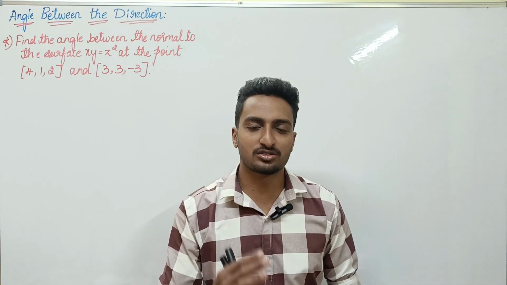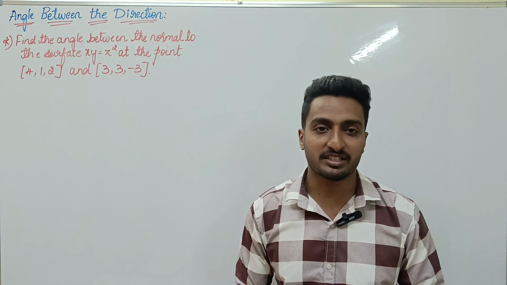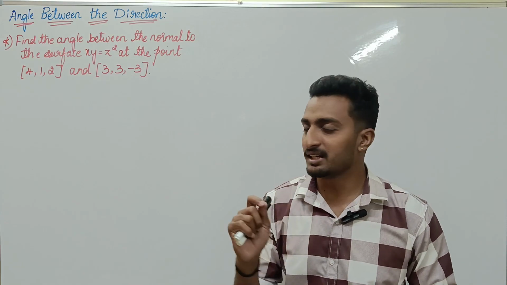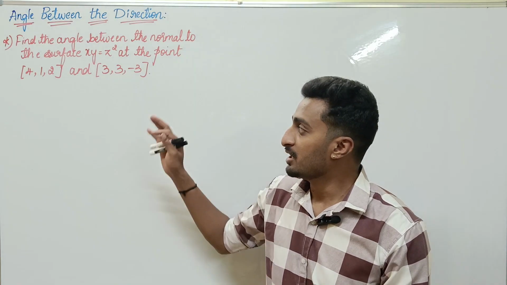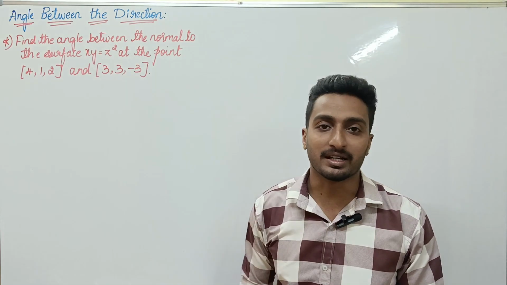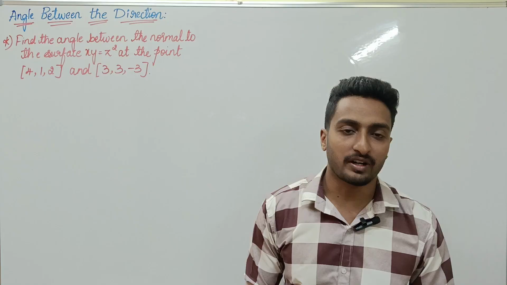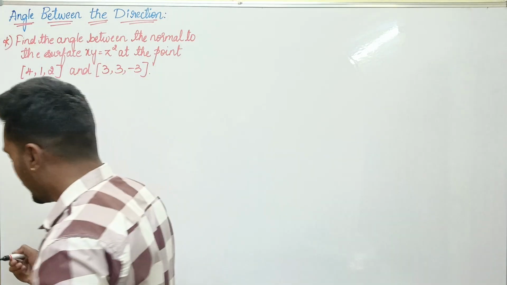Today, let us learn how to solve the problem on angle between the directions, where they have given a single surface, that is xy equal to z square, with respect to two sets of points, (4, 1, 2) and (3, 3, -3). Considering this, we are going to find the angle. How? Now let us see.